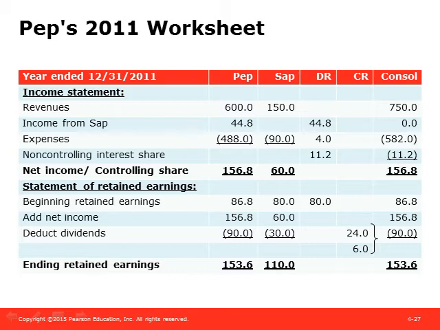so that we end up with only PEP's retained earnings of $86.8K. We add the net income of $156.8K above. We deduct the dividends that are calculated and get to ending retained earnings of $153.6K.